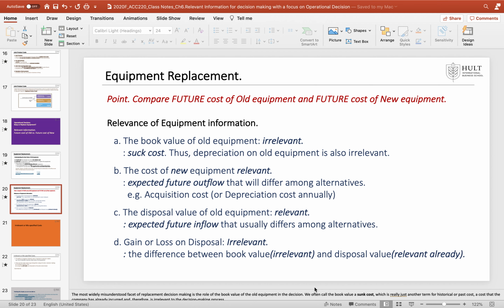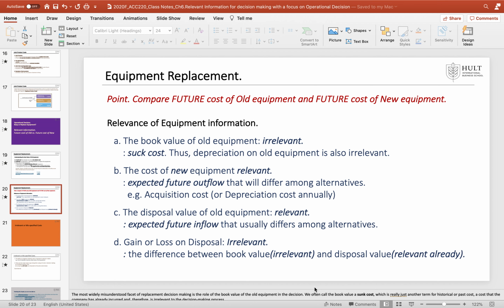The sunk cost, the old costs, are not relevant now. For example, the book value of old equipment is irrelevant. That is sunk cost. The depreciation of old equipment is also irrelevant. How do you get the book value of old equipment? Right, the original cost minus the accumulated depreciation. So the book value is irrelevant and the depreciation is also irrelevant. But the cost of new equipment is relevant. That is the expected future cash outflow.